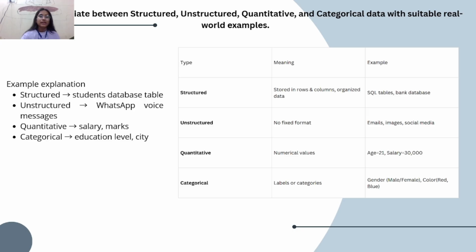Then quantitative data. Quantitative data means numbers or measurable units. Quantitative data is used to measure something, for example height, weight, salary, age, marks. Next, categorical data. Categorical data means labels or categories, not numbers. Basically gender, blood group, city name, education level all come in this category. This is called categorical data.